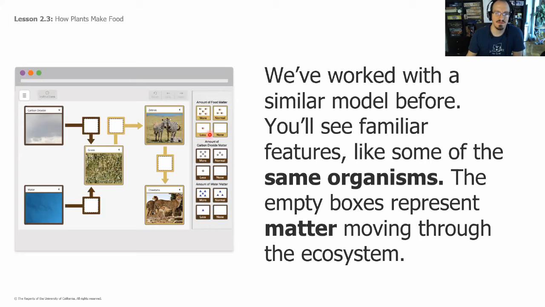Previously, we just had these 4 food matters as options, and those are still going to go in those 2 tan boxes. But now we also have carbon dioxide and water coming into the plants, and we have these boxes over here to represent the amount of water matter and amount of carbon dioxide matter coming into the plants here and here.